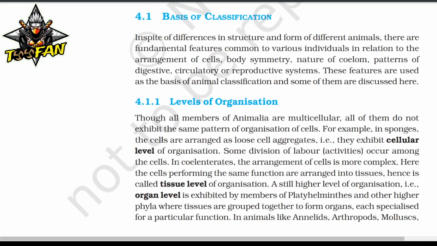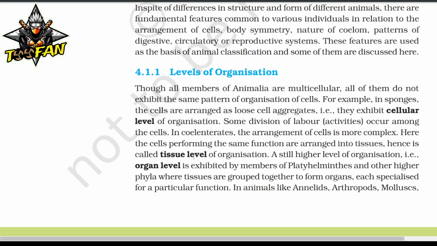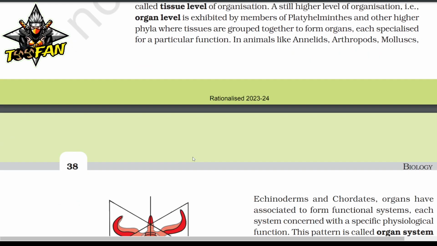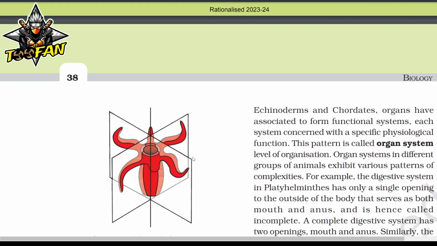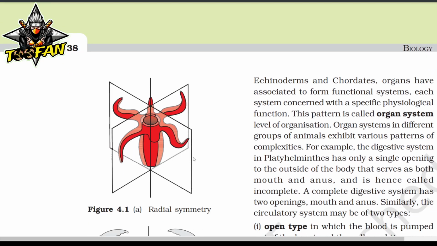A still higher level of organization, that is organ level, is exhibited by members of Platyhelminthes and other higher phyla, where tissues are grouped together to form organs, each specialized for a particular function, in animals like annelids, arthropods, mollusks, echinoderms and chordates. Organs have associated to form functional systems, each system concerned with a specific physiological function. This pattern is called organ system level of organization.